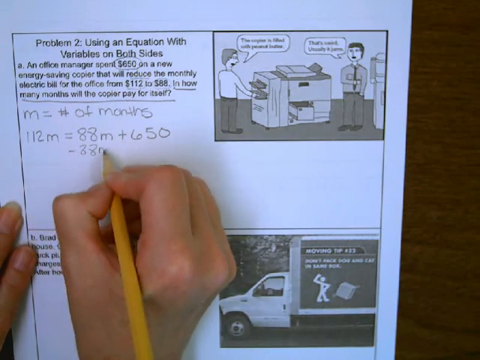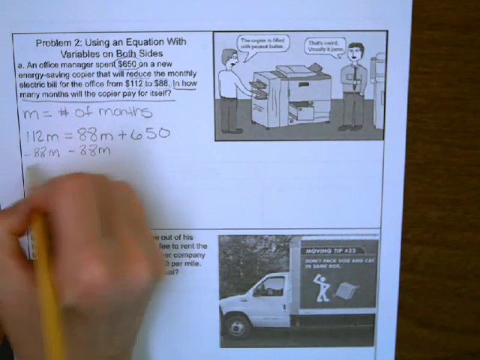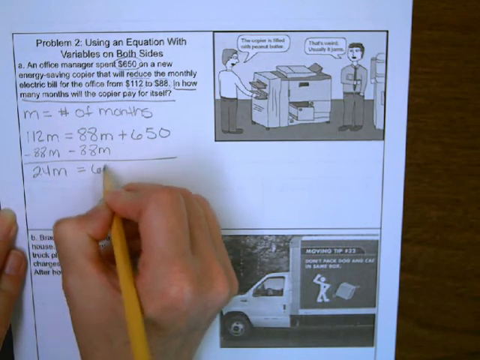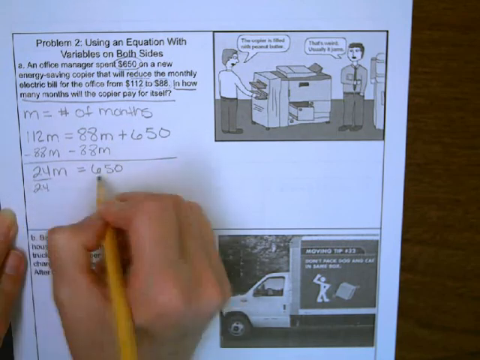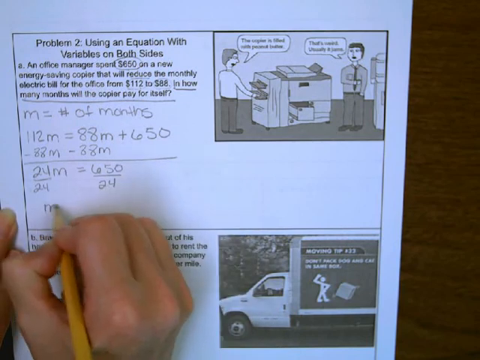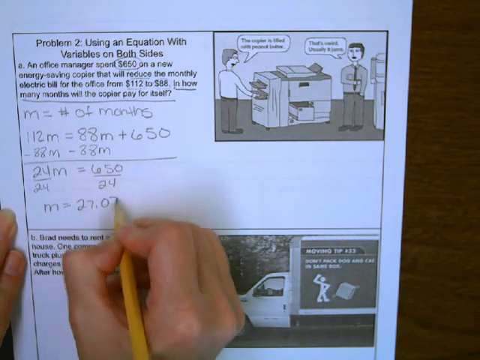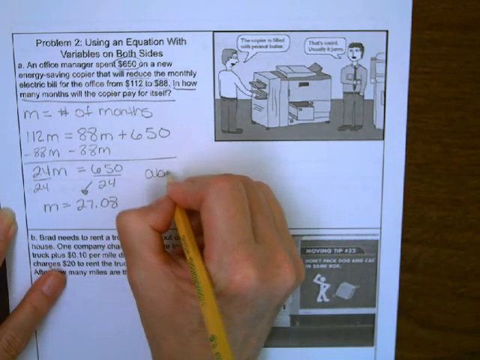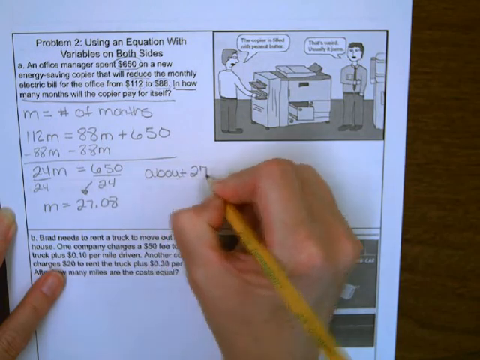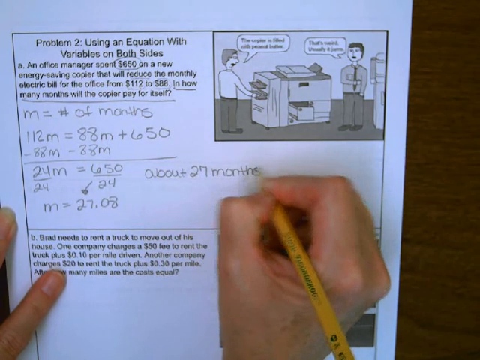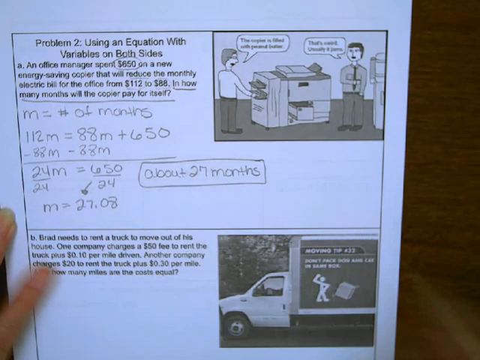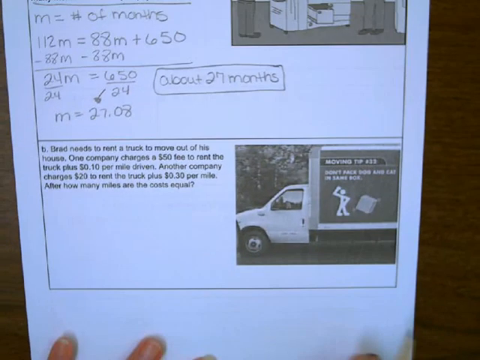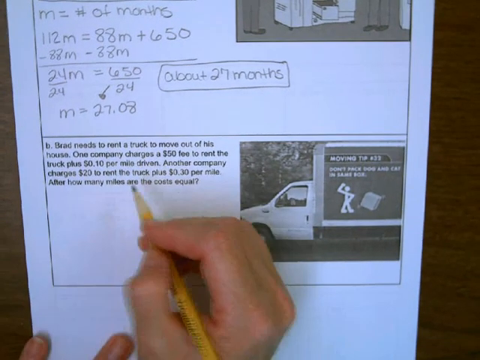Take the smaller, most of the time, your magic blue box will read something like this. About 27 months, that new copier will pay for itself. Okay? Let's try this one. I won't make you do this one on your own.